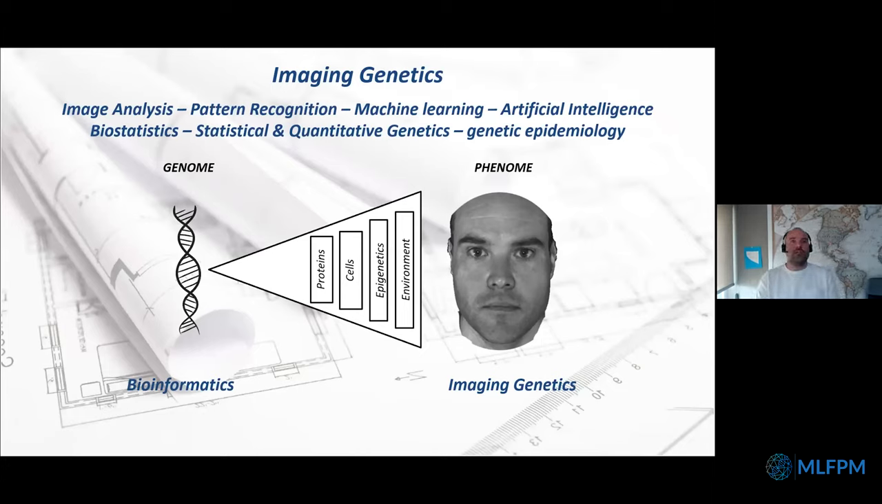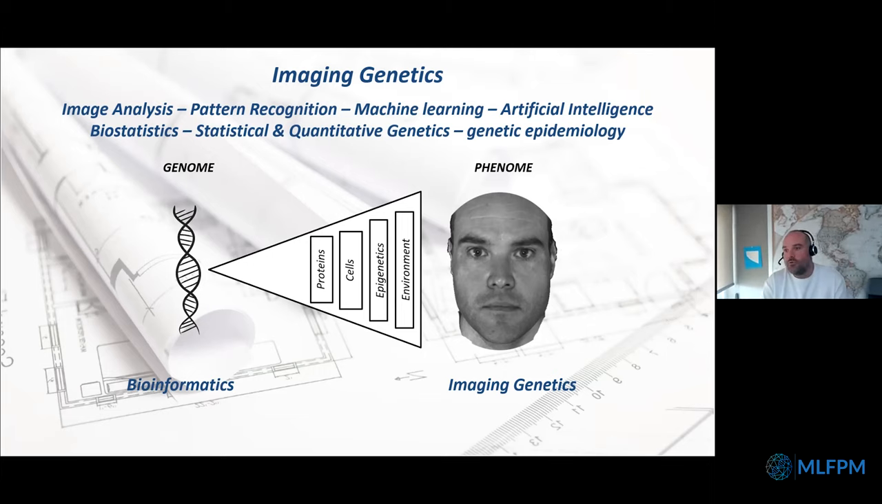Imaging genetics basically is trying to also understand this complex puzzle of going from the genome to your phenome. So how does it come that certain variants lead to certain facial shapes in this case? The difference basically with bioinformatics is that we really focus on the phenotyping aspect.